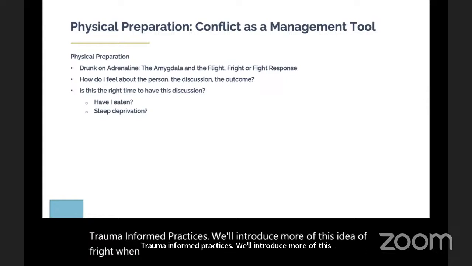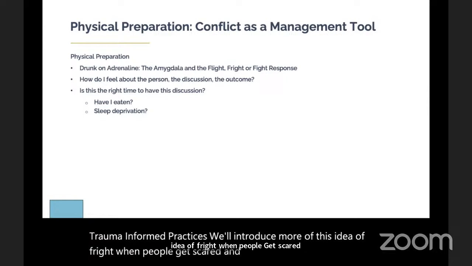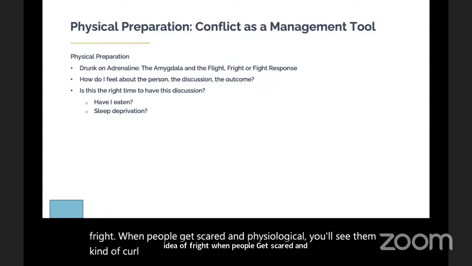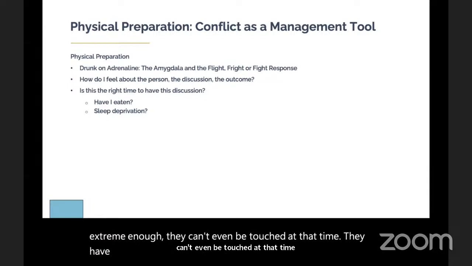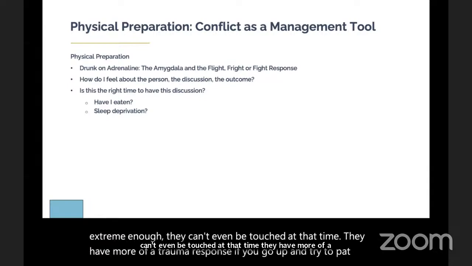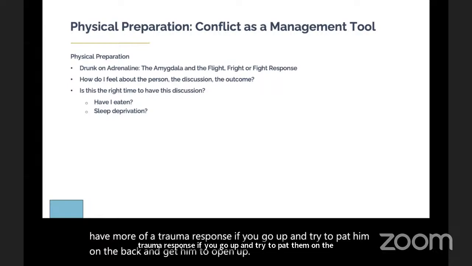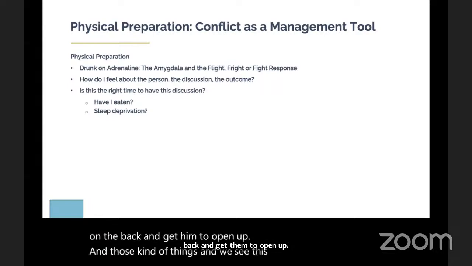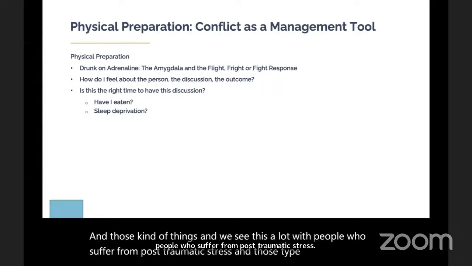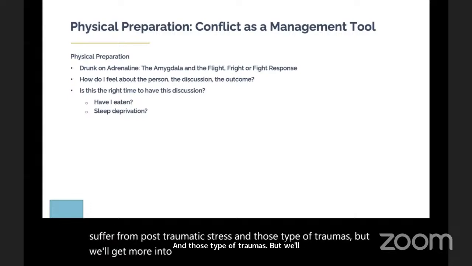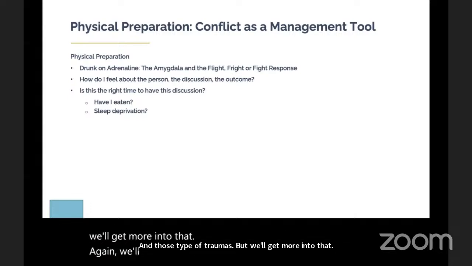When people get scared, physiologically, you'll see them curl up into a fetal position and become very fearful. If it's extreme enough, they can't even be touched at that time. They have more of a trauma response if you go up and try to pat them on the back and get them to open up. We see this a lot with people who suffer from post-traumatic stress and those types of traumas. But we'll get more into that. Again, we'll come back to this when we get to trauma-informed responses.